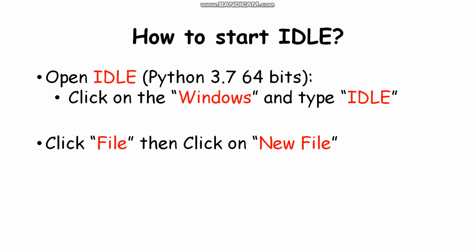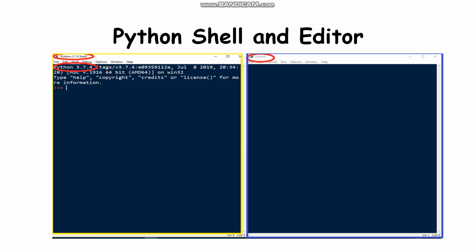When IDLE is open, you're going to click on File, then New File. When you click on New File, a new window will appear. So you'll have two different screens like this. One will say Python shell on the left hand side, and it will tell you the version of Python, like 3.7.4. This is in my workplace. On my computer, I think I have Python 3.6.2.